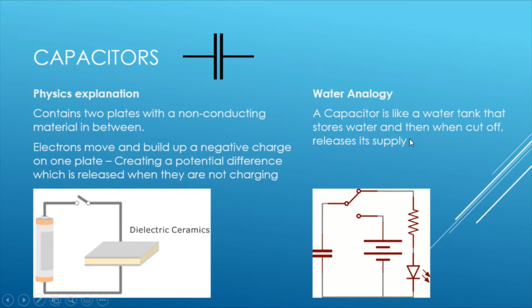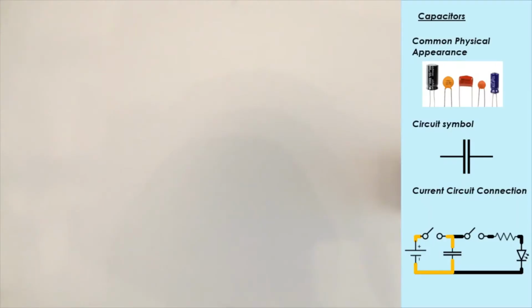It's useful to think of a capacitor as a water tank that stores the water or the energy, and then when it's cut off, releases its supply. So if we look at the diagram on the bottom right, we can see that a first switch, the bit highlighted in yellow, if we close that first switch on the left, we are going to charge up our capacitor. We're going to close the loop on this yellow part. The area in black on the right, because that switch is open, won't be connected. So we're going to charge up our capacitor. If we then open up this initial switch, our capacitor is still charged, and then when we close this second switch, all of that charge will then power our LED for a very, very short time.